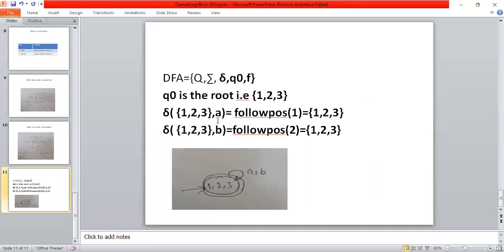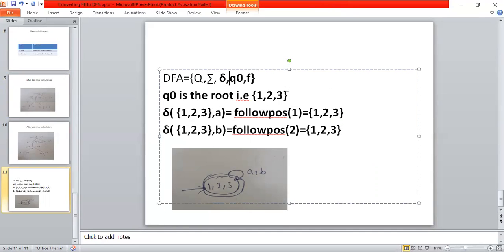Now, after completion of first position, last position and follow position, I'm constructing the DFA. Before going to the DFA, first of all we'll draw one table.